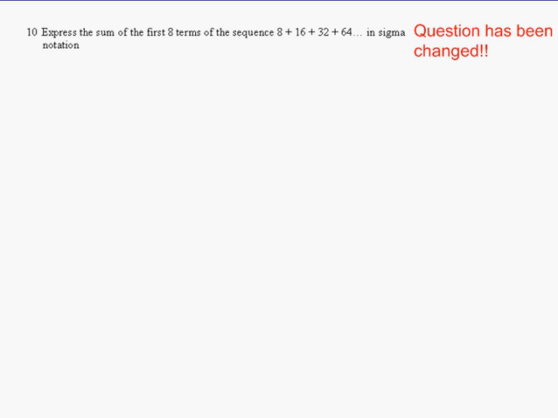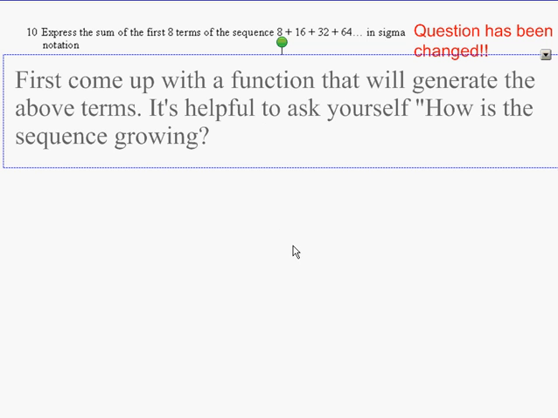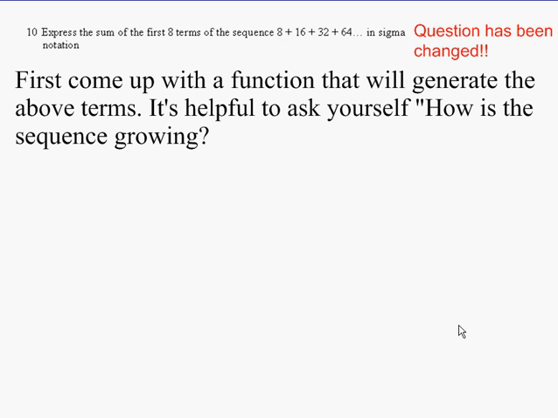Please note that question 10 has been changed, and I'll explain to you in class why. Alright, so this is our new question. Express the sum of the first 8 terms of the sequence 8 plus 16 plus 32 plus 64 in sigma notation. So first, you want to come up with a function that will generate the above terms.